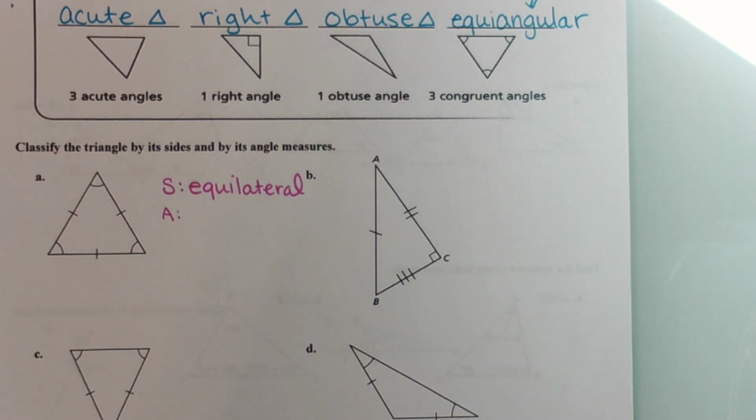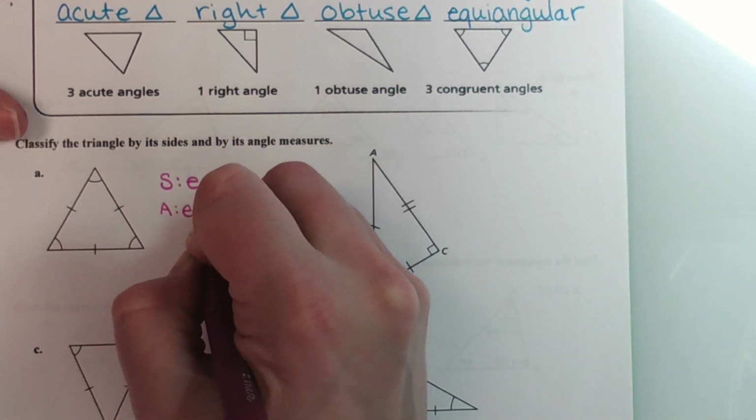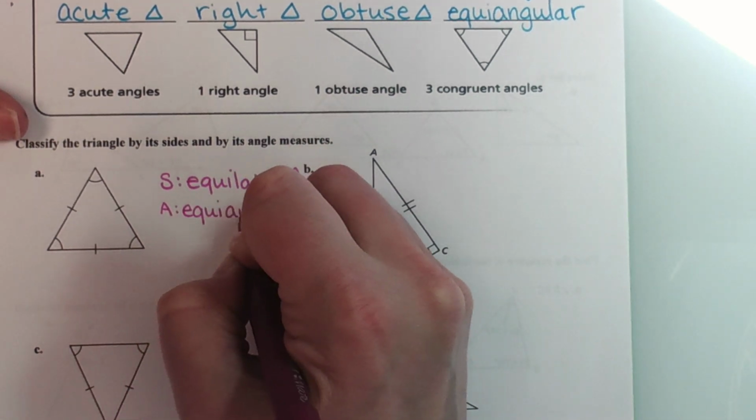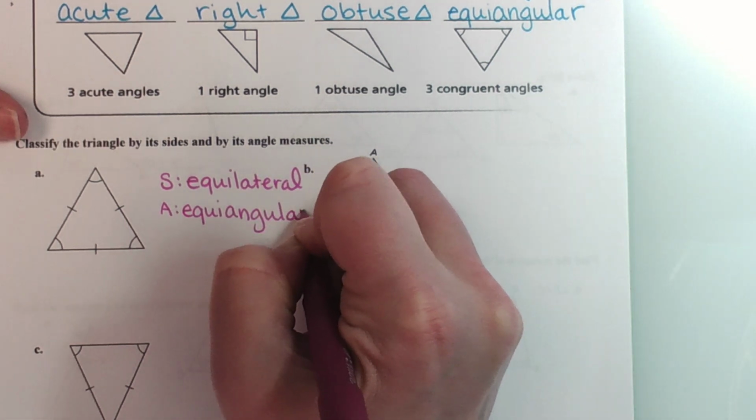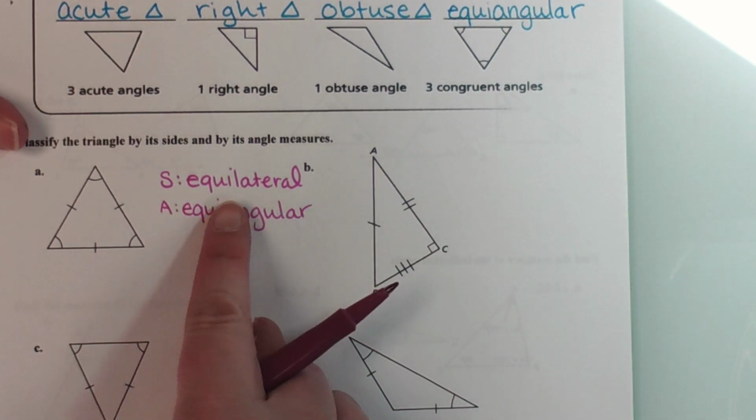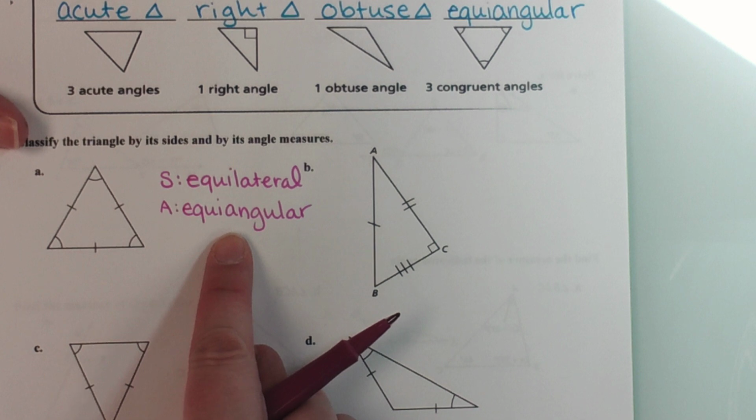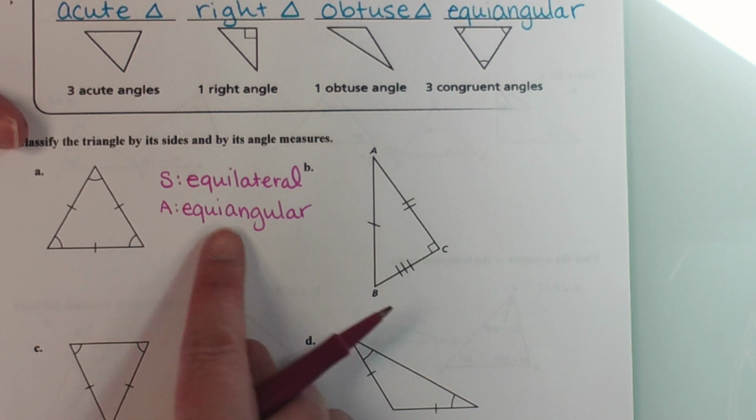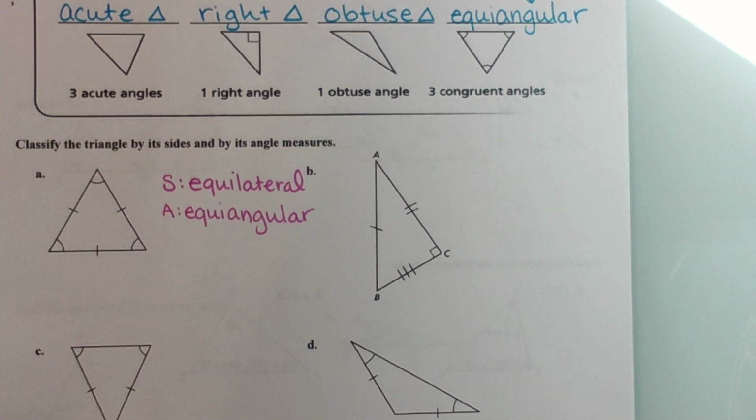Also want to classify by angles. What do you notice about its angles? They're also all congruent, and if it has 3 congruent angles, it is equiangular. And again, if you see one of these two words, the other one goes with it. If it is equilateral, even if they didn't have the angles marked, if you knew the sides were the same, you can also assume the angles are the same.